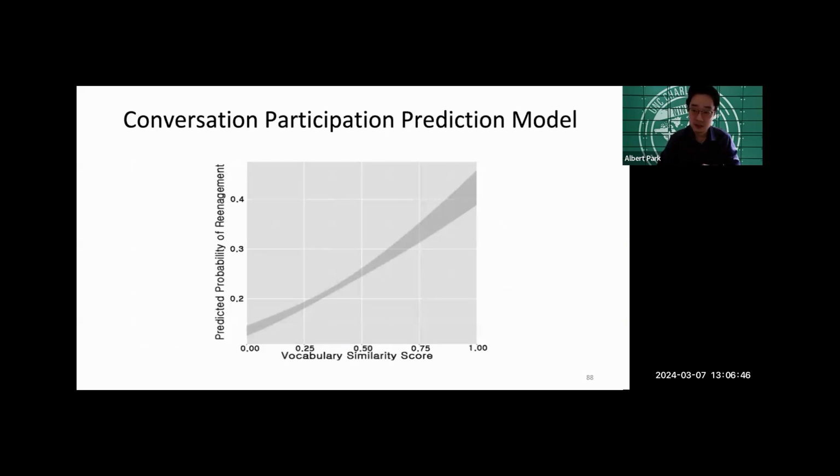Using this, I created a prediction model by fitting the data into logistic regression. And as you can see in the graph, as the vocabulary similarity score increases, the probability of re-engagement increases as well. Although there could be other factors why members might re-engage or disengage from their conversation in online health communities, using just the vocabulary similarity scores, I was able to predict their future participation with 79% accuracy.